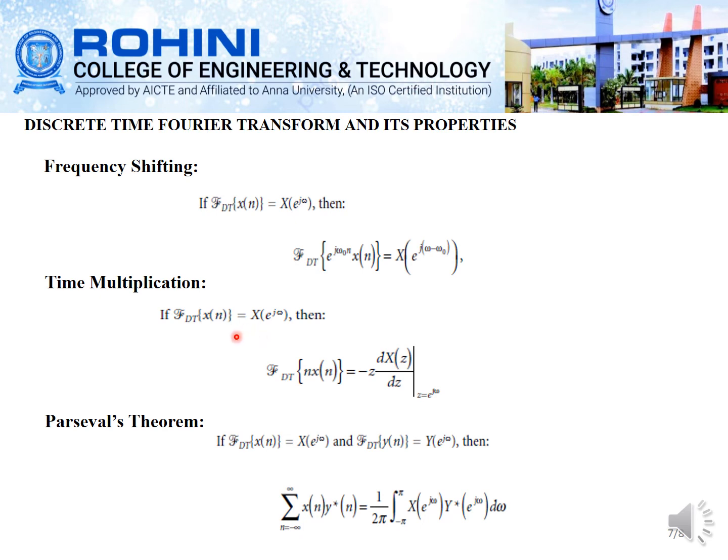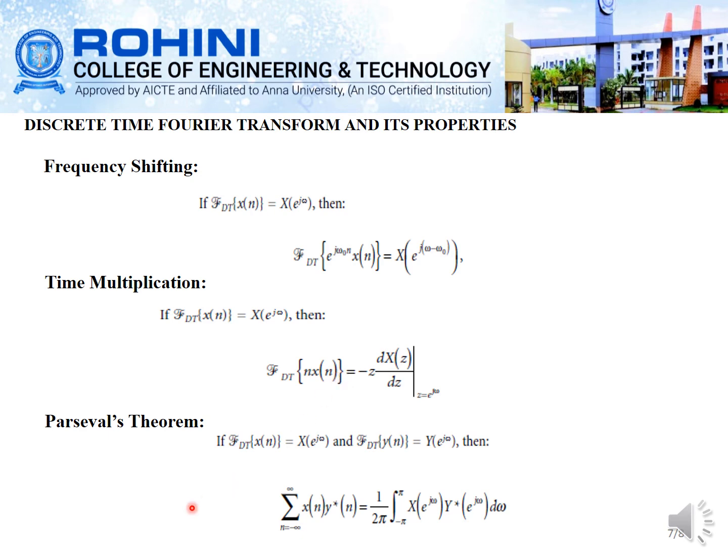And next one is time multiplication. If the Fourier transform of x of n is X of e power j omega, then the Fourier transform of n into x of n can be given as minus z into dX of z by dz at z equal to e power j omega.